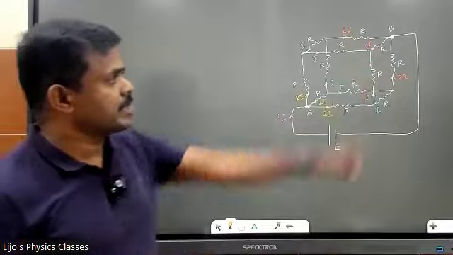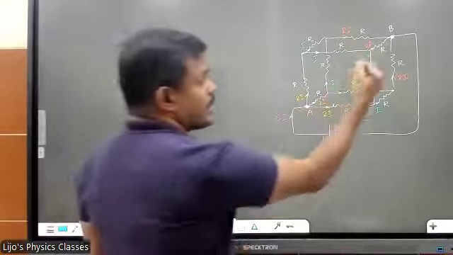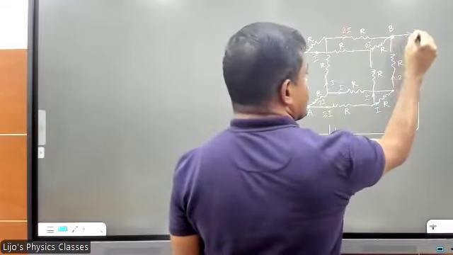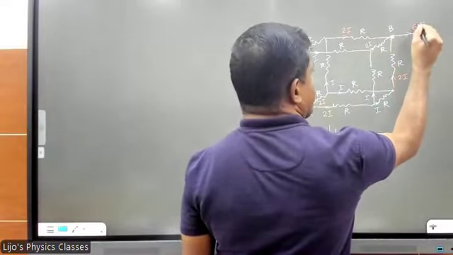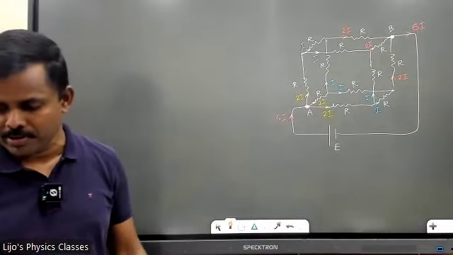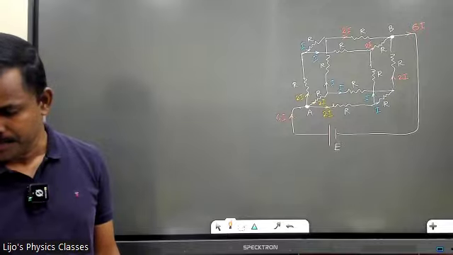Now, what actually reaches B now? This 2I coming from here, this 2I coming from here, this 2I coming from here. So altogether it is 6I. Our current distribution is perfect, right? 6I went into the circuit, 6I came out of the circuit. All of you understood this?